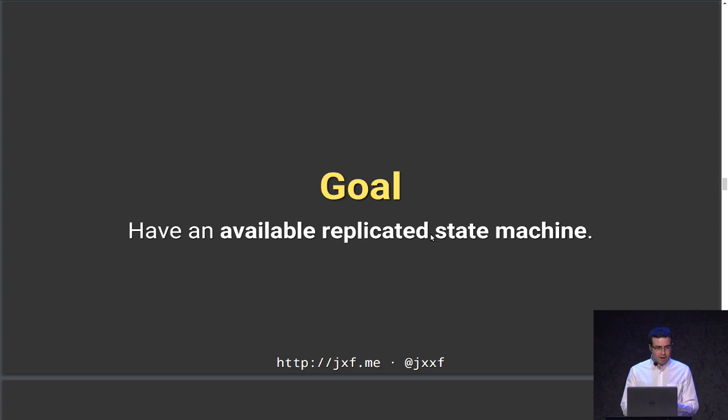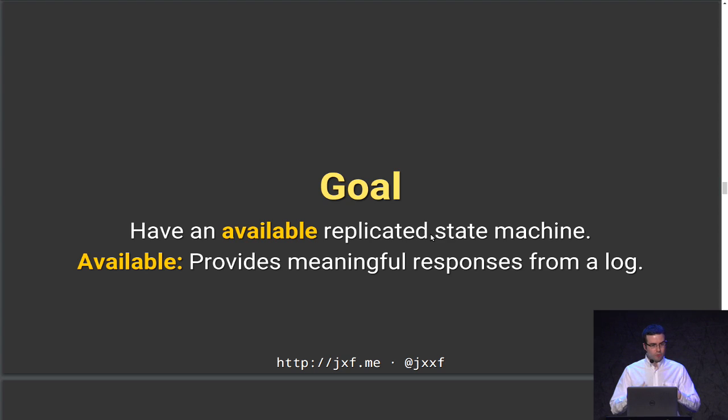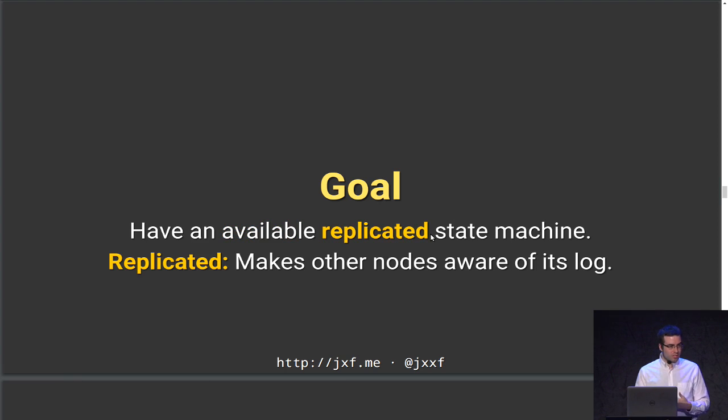The goal of Raft is to have an available, replicated state machine. So available means that if you have a Raft system, you get meaningful responses from some node in the system. If you give non-meaningful responses like HTTP 500 or whatever, that is not an available system. So we want to be as available as possible. We also want it to be replicated. We want other nodes in the system to be aware of the log, that's the shared idea of what the state of the system is.